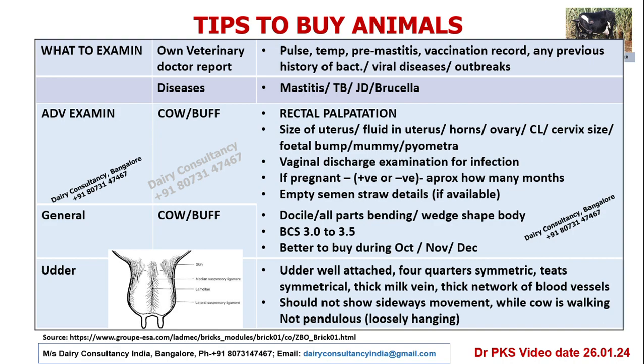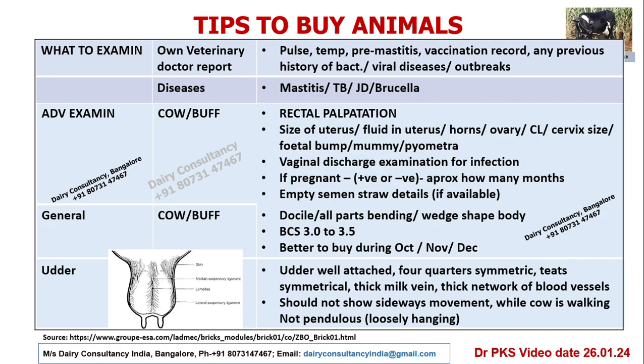So what is the general temperament? Is the animal docile, not very furious? All parts of the bending, wedge-shaped body, and body score we have already discussed. And this is a tip: better to buy the animal during October, November, December, and at the most up to January, right? The animals will be found mostly pregnant in this period.